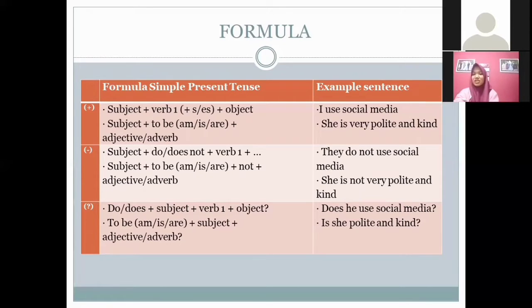Next, interrogative sentence. Do or does plus subject plus verb 1 plus object. Example sentence: does he use social media? Next, to be, am or is or are, plus subject plus adjective or adverb. Example sentence: is she polite and kind?